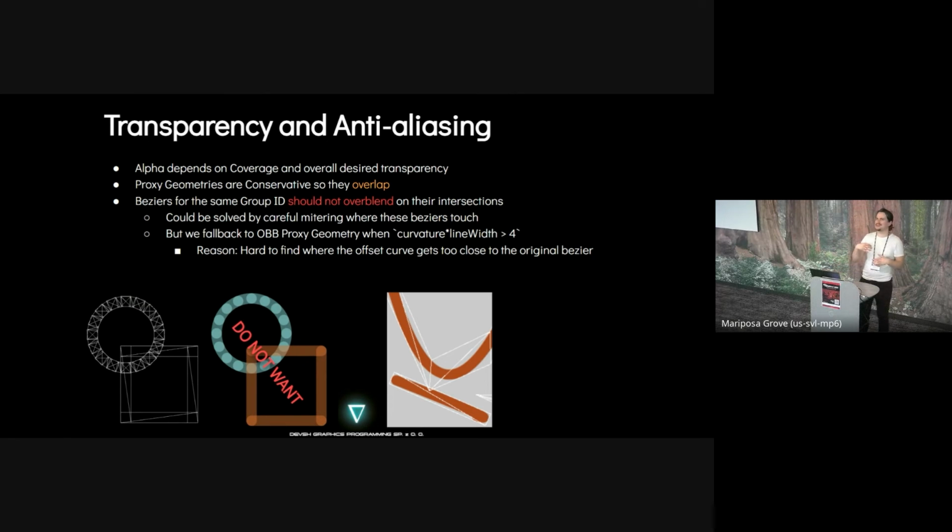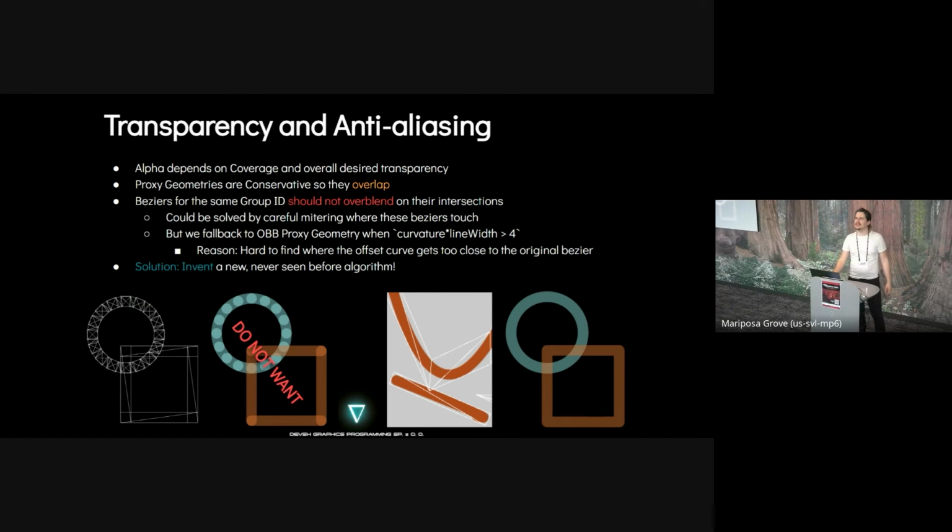However, we also have to fall back to bounding boxes when the curvature gets so great that curvature times the line width is greater than 4. And the reason is that it's really hard to find out where to put the offset curve, because the offset curve kind of overlaps itself. You can kind of see the curve at the bottom. It's falling back to the OBB method because it has a sharp kink in it. And the solution is to invent a new, never seen before algorithm for transparency.